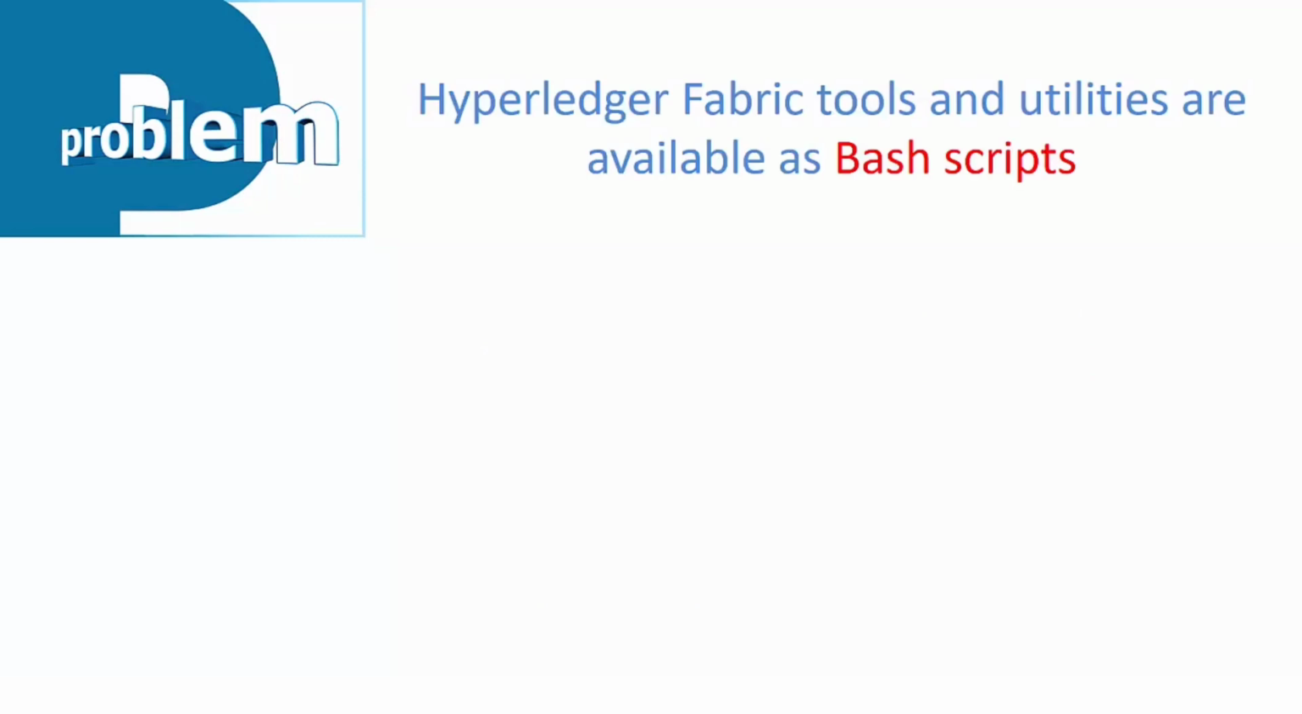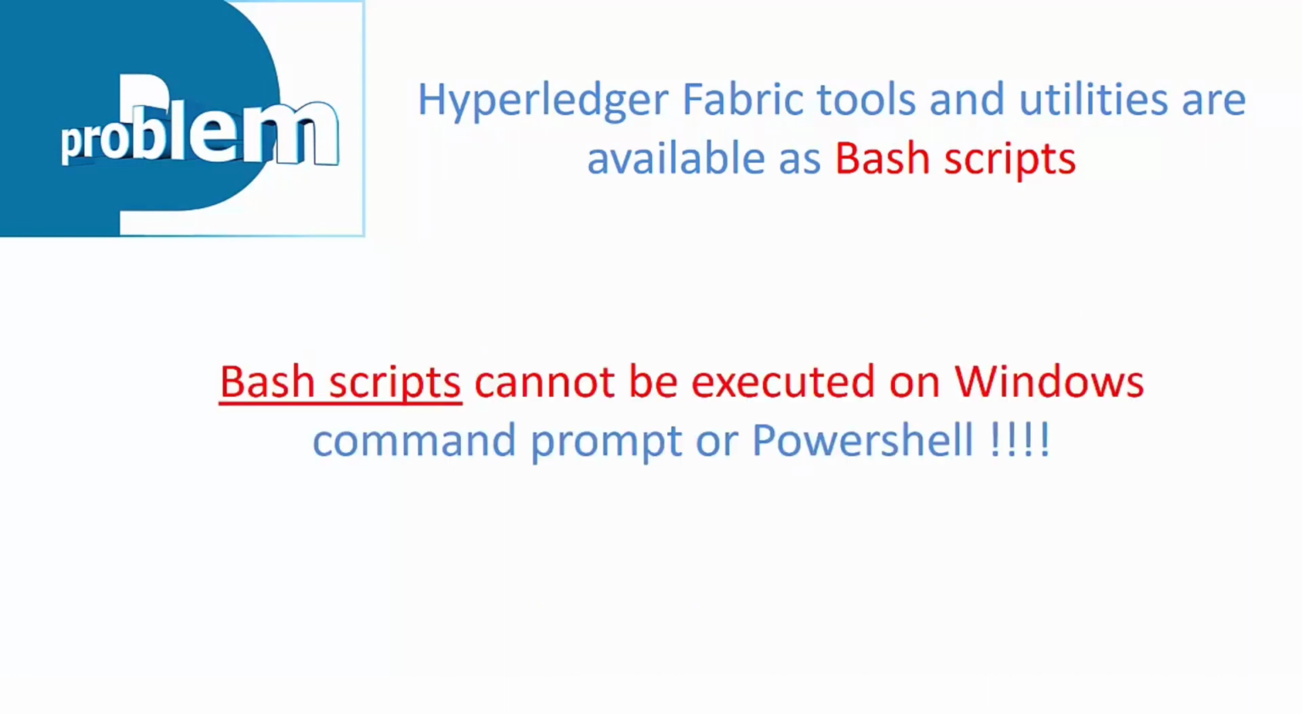Now let's talk about why we need Cygwin. The reason we need Cygwin is because Hyperledger Fabric tools and utilities are available as bash scripts. And these scripts cannot be executed on the Windows command prompt or PowerShell. So once you have Cygwin installed on your machine, you will be able to execute these scripts on your Windows machine. Keep in mind that some of these scripts may need tweaking. And I've already tweaked some of these tools and have made those available to you in the GitHub repository. We'll talk about that later. So let's go ahead and install Cygwin on Windows.